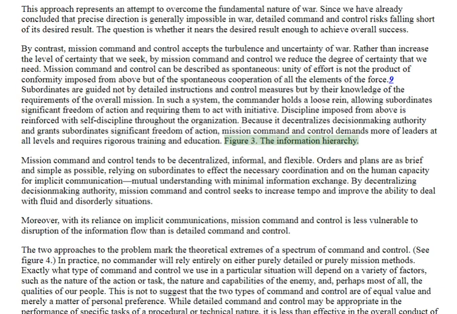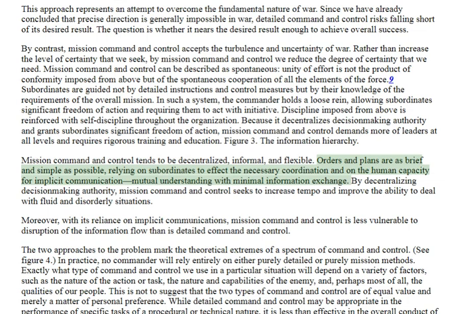Figure 3. The information hierarchy. Mission command and control tends to be decentralized, informal, and flexible. Orders and plans are as brief and simple as possible.